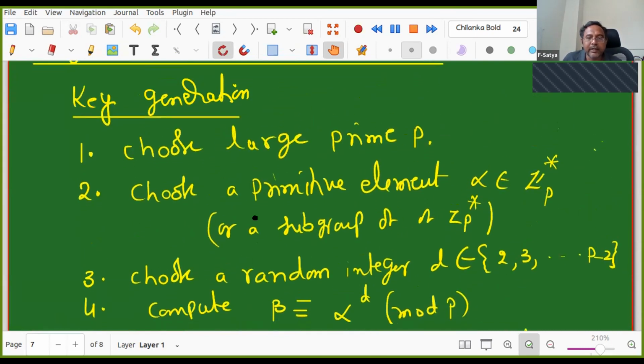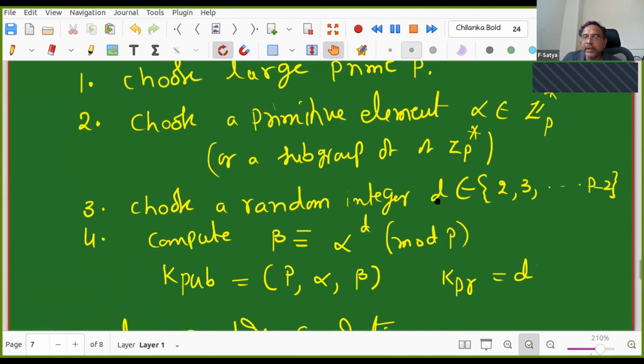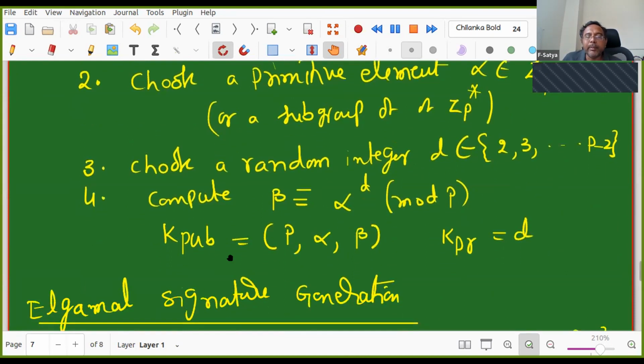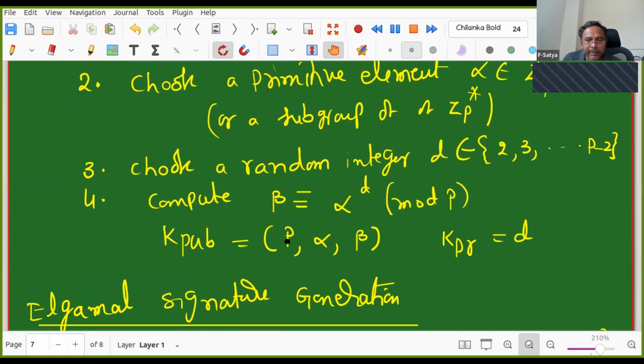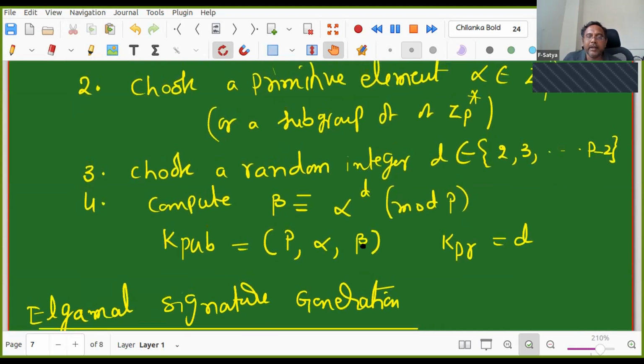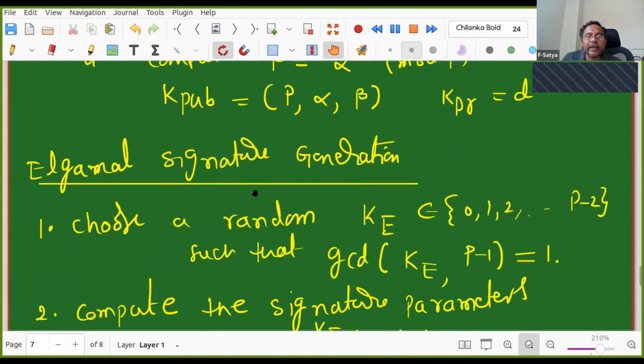We already discussed this. So now we take D belonging to 2 to P minus 2 and compute alpha power D. Alpha is the generator, and we compute beta. Now what is the public key? P, that prime P, alpha the generator, and beta. What is the private key? That D, the random integer. Now, Elgamal signature generation.